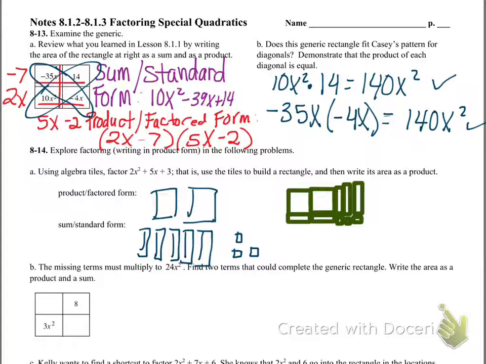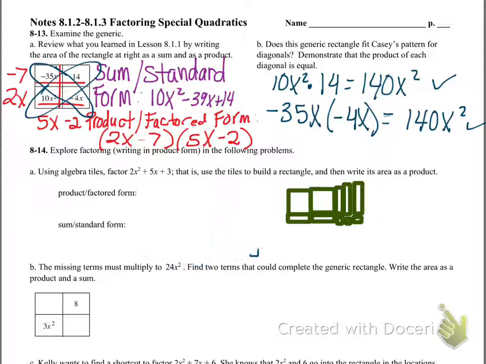So my dimensions on making a generic rectangle here would be, across the bottom we have 2x plus 3, and along the side here we have x plus 1. So my product, my dimensions would be x plus 1 and 2x plus 3.